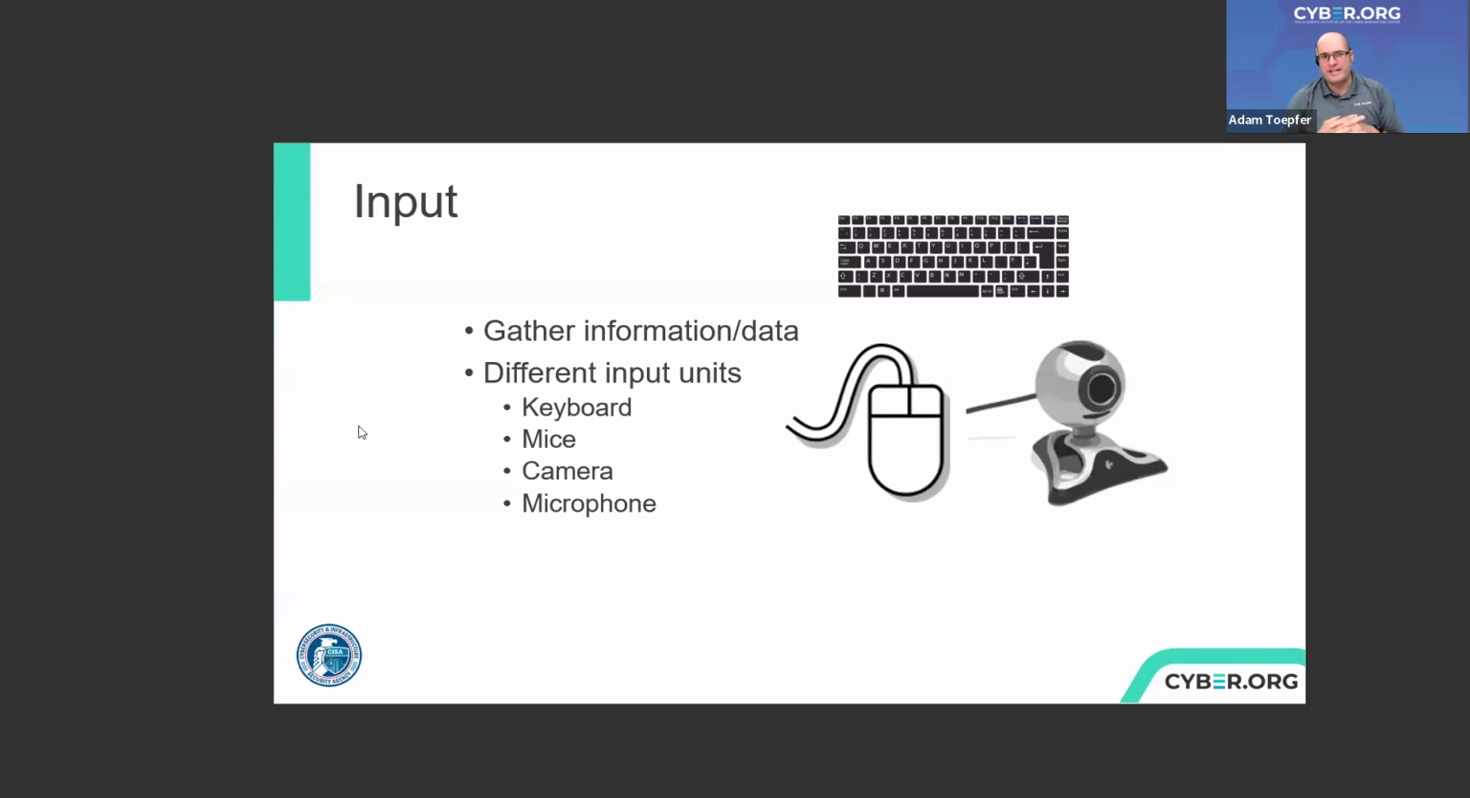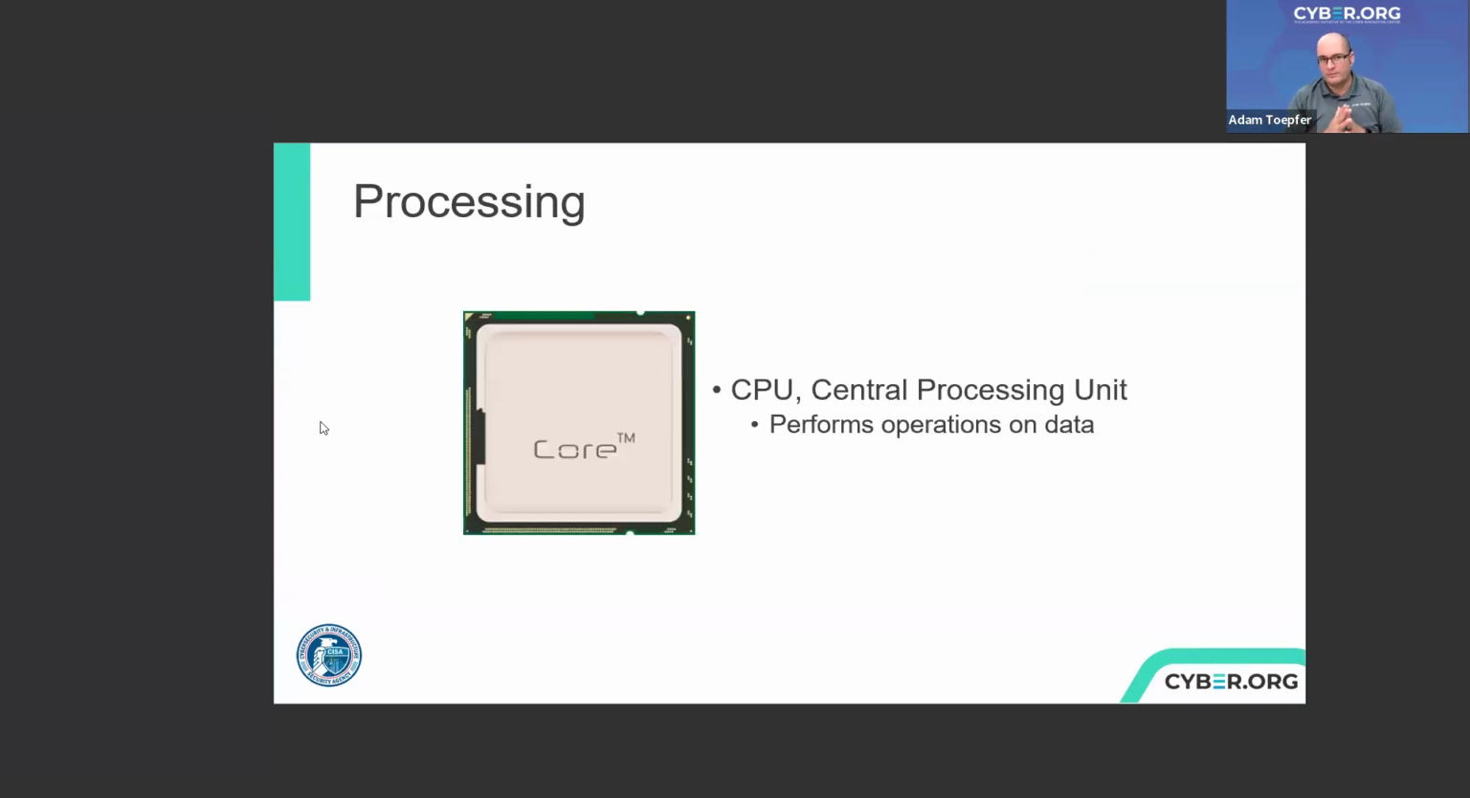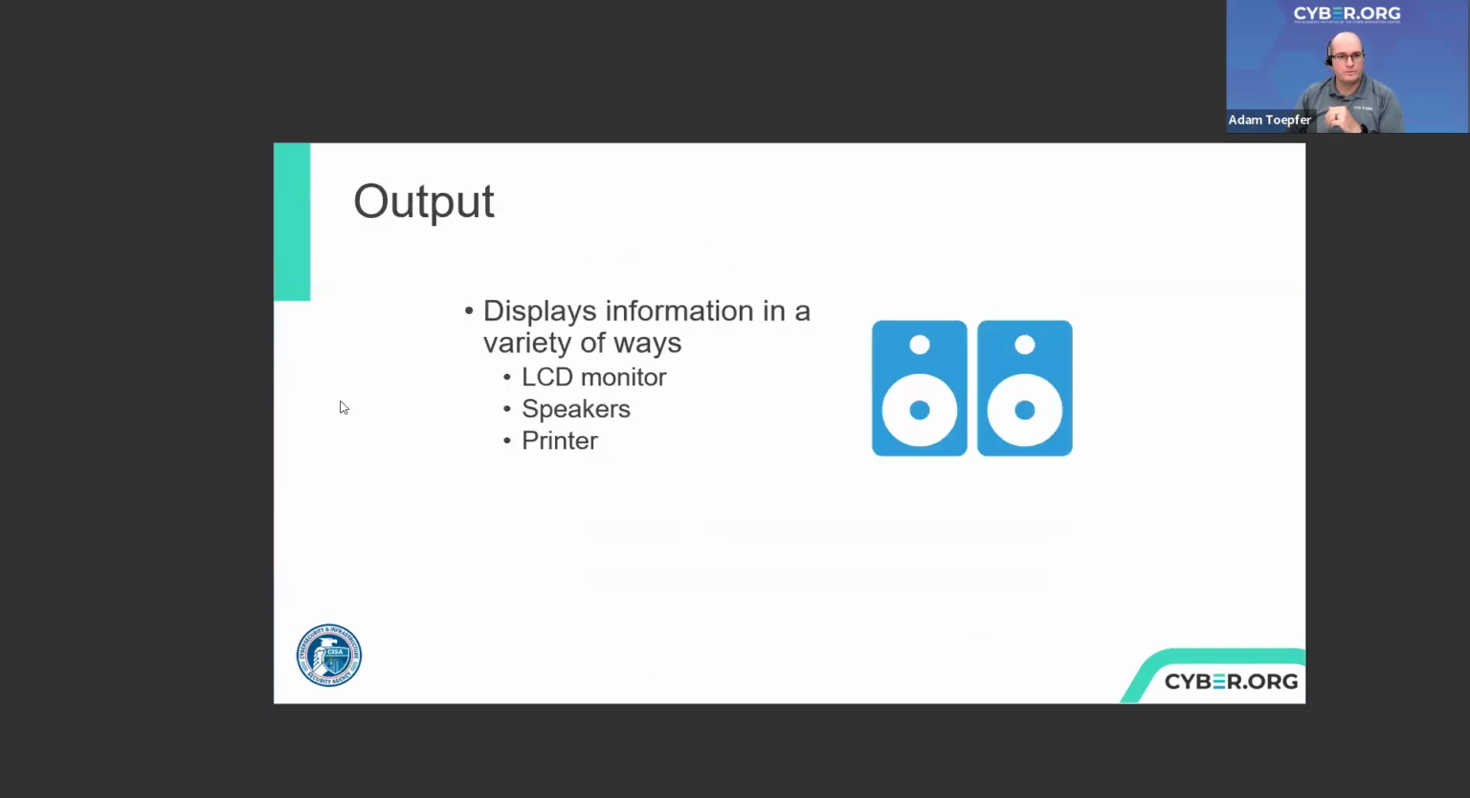So input, we know, is something that gathers information. Things that students often don't think about when it comes to input are our webcams. Keyboards and mics are what we normally think about. But cameras, microphones, and things outside of what we normally talk about, like our trackpad or even a touchscreen, can be both input and output. Our storage is both our RAM for memory and our hard drive. When it comes to processing, this is our central processing unit, which does all this stuff for us. And then our output.